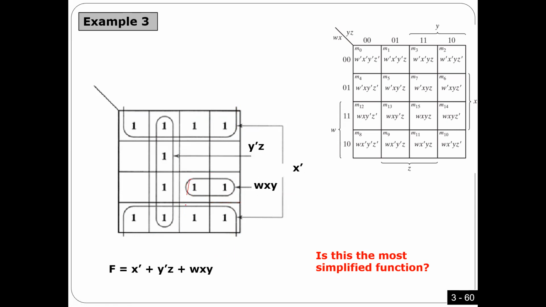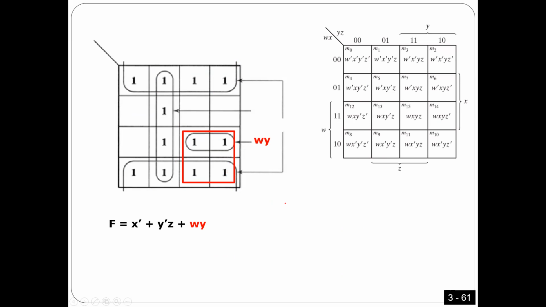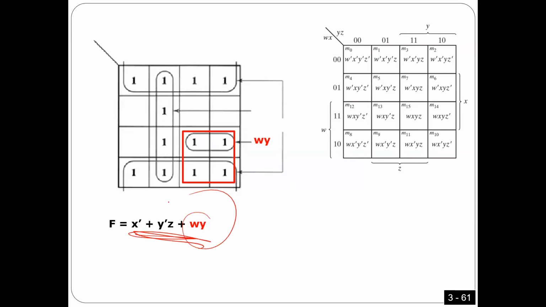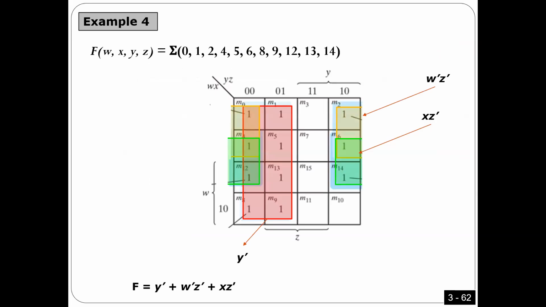However, if I take these 4 together, I can make it more simplified because I can reduce one term. And that's exactly what I did on the next one. So here, instead, I can simplify it more. Instead of having Wxy, it's going to be only Wx. Any questions?